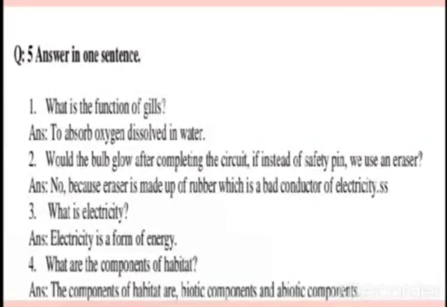Instead of a safety pin we use an eraser. It means if we use an insulator, electric current will not pass through it, so your bulb also will not glow. Yes, so your answer is no, the bulb would not glow after completing the circuit, because an eraser is made up of rubber, which is a bad conductor of electricity.